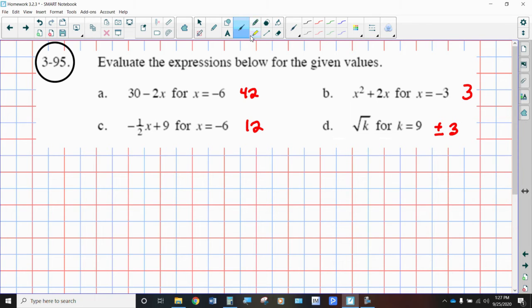Now we're evaluating the expression. So plug in the -6 here, and then simplify. 2 times -6 is -12. And when you do KFC, you're going to add the opposite, so that becomes positive 42. Okay? Here, you're going to square the -3, so that becomes 9 plus -6. And 9 plus -6 is the same as 9 minus 6, which is 3.